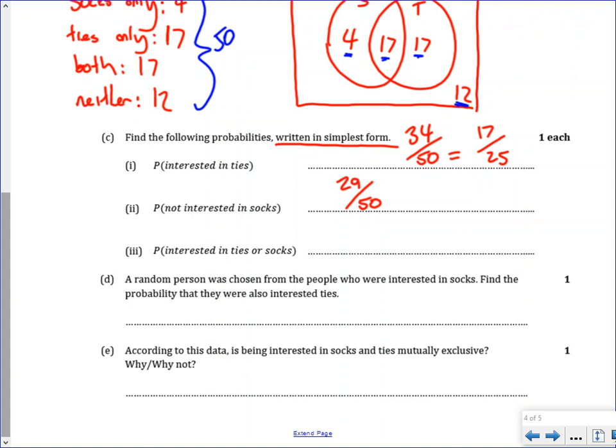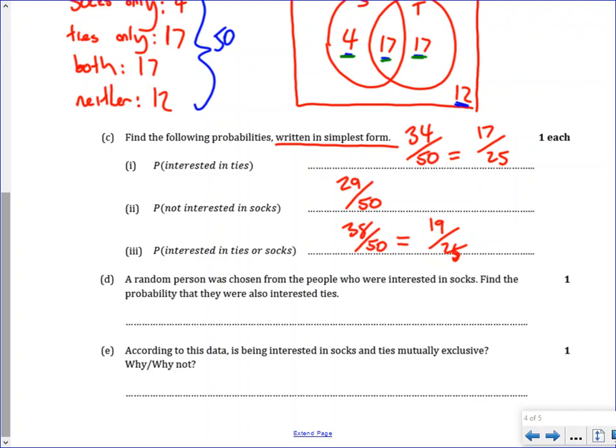And then lastly, interested in socks or ties. Basically, that's everybody that doesn't include the neither. So that means you either like socks only, you like ties only, or you like both. So when you add all those numbers together, 4 plus 17 plus 17, that equals 38 over 50, which again, we can simplify to be 19 over 25. Of course, another way that we could do it is if you're interested in ties or socks, that means you're basically not in the neither. So if we do 50 minus 12, that equals 38, that also works.